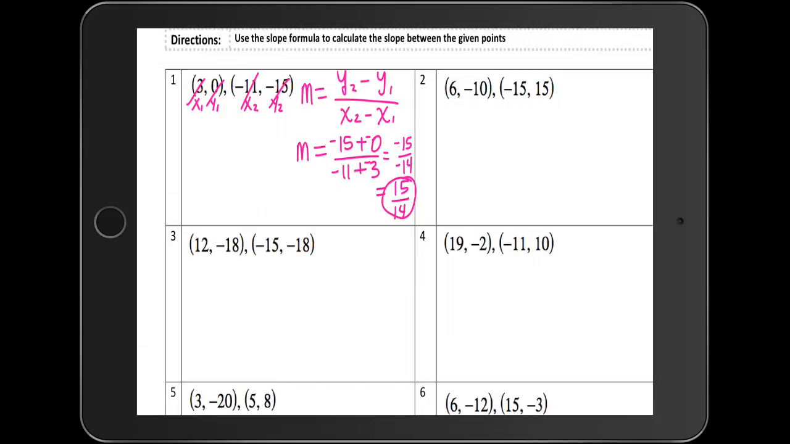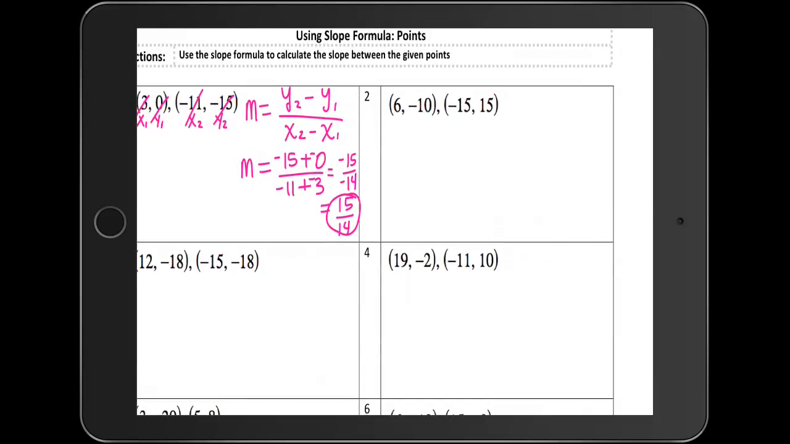Okay, moving on to problem number 2. If we take a look over here, the first thing I'm going to write down is, of course, my formula. My slope is equal to y sub 2 minus y sub 1, all divided by x sub 2 minus x sub 1. Remember, this is the same as saying our change in y over our change in x. That's what we're finding when we find the difference here. We're finding change. So I look back over here, I'm going to start labeling x1, y1, x2, y2.